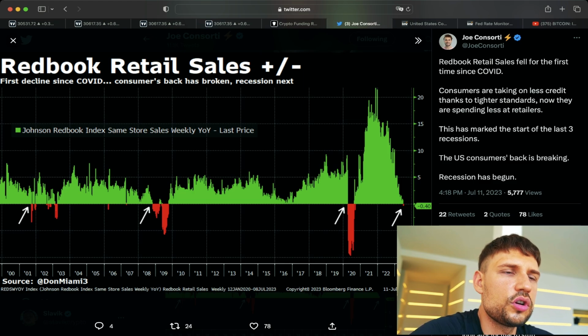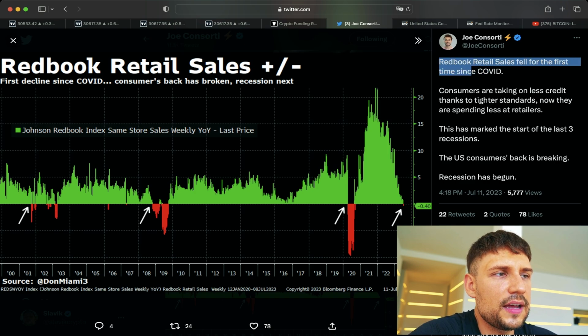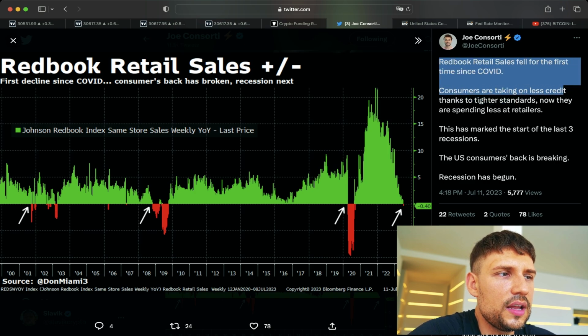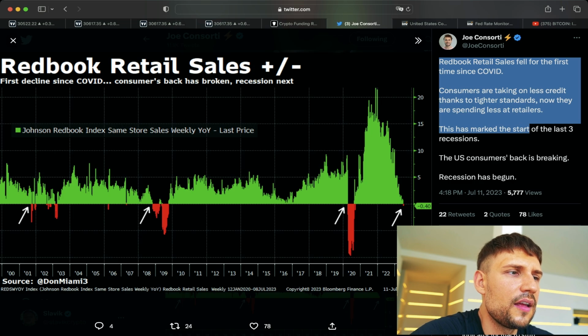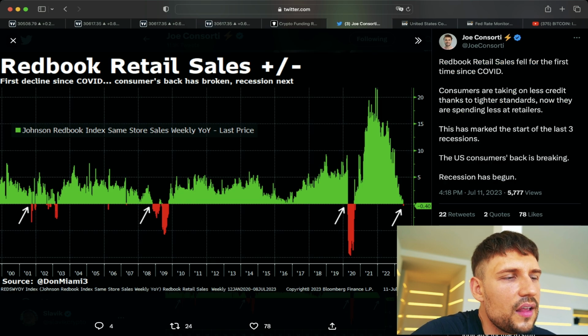And here I want to show you quickly a tweet from Joe. Redbook retail sales fell for the first time since COVID. Consumers are taking on less credit thanks to tighter standards. Now they are spending less at retailers. This has marked the start of the last 3 recessions. The US consumer's back is breaking. Recession has begun.